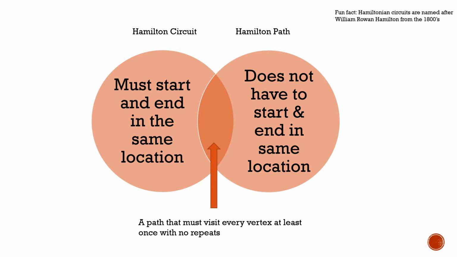This diagram defines the relationship between Hamilton paths and circuits. While both are routes that have to touch every vertex without touching the same vertex again, circuits have to be complete by starting and ending at the same location, while paths do not necessarily have to begin and end at the same location.